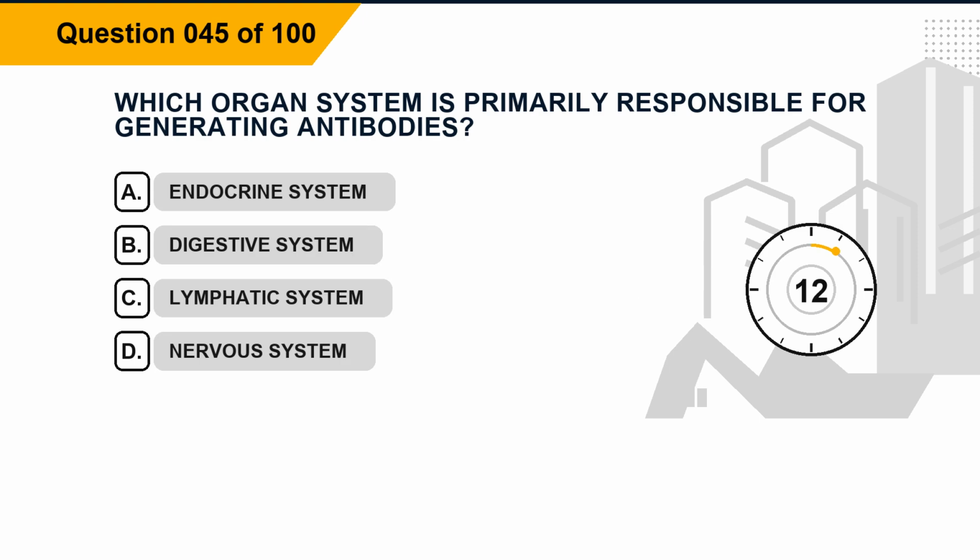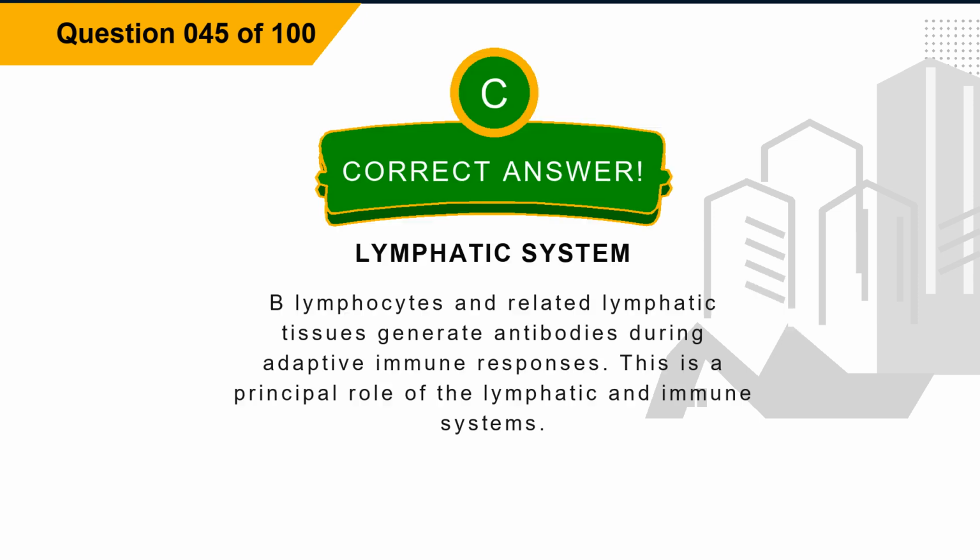Question 45. Which organ system is primarily responsible for generating antibodies? Option A, endocrine system. Option B, digestive system. Option C, lymphatic system. Option D, nervous system. The correct answer is option C, lymphatic system. Explanation. B lymphocytes and related lymphatic tissues generate antibodies during adaptive immune responses. This is a principal role of the lymphatic and immune systems.